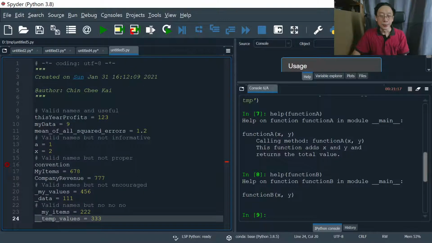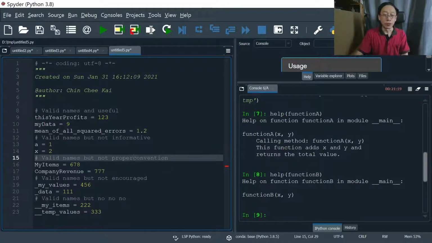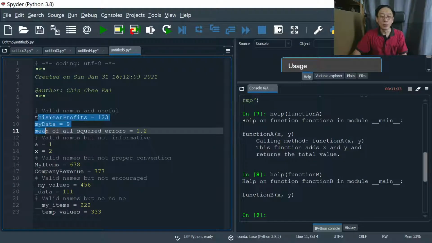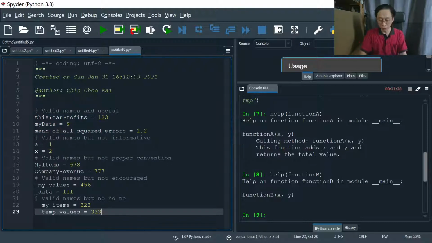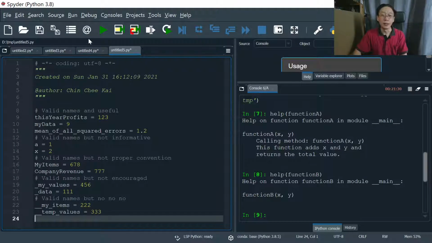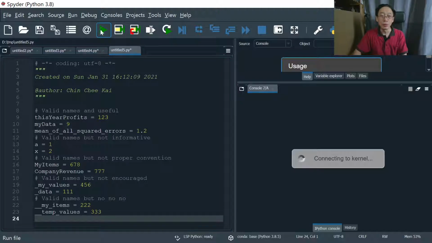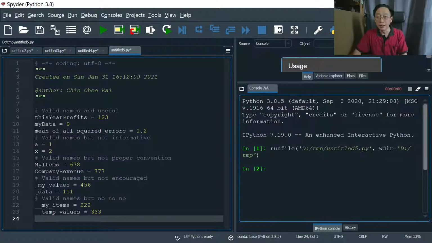Okay, not proper convention. I think this is this. All right, good. So we have all these, they are all valid. When I run it, it will be quite okay because there's no red flag. Let me just start with a new shell. When I run it, there should be no red flag. Things are fine, and A is defined.